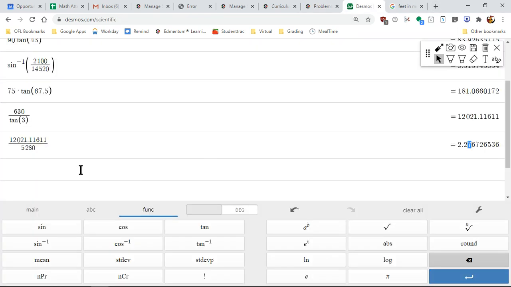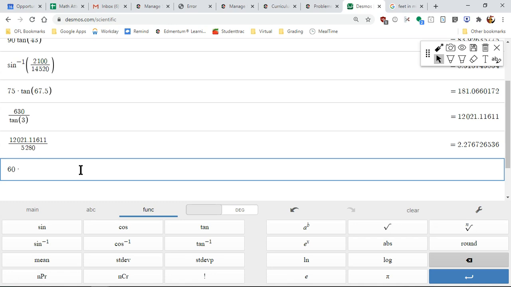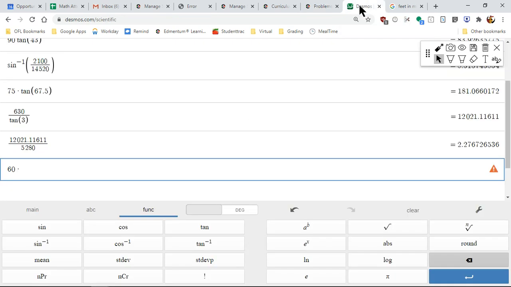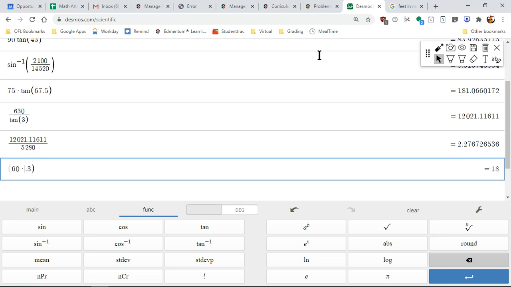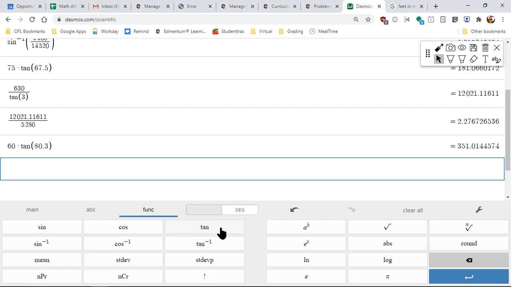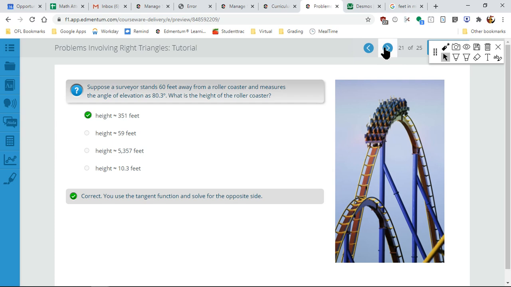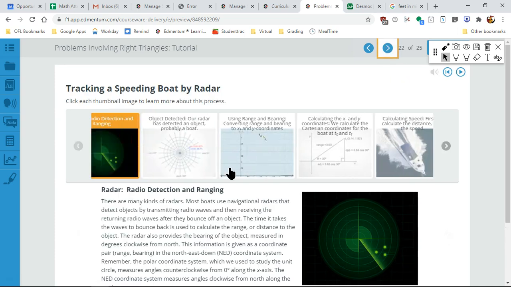So what we're going to type into our little decimals calculator here is 60 times tangent of 80.3. I don't think that's the right tangent. I forget, you have to type it in. And we get, so that roller coaster is pretty tall. It's 351 feet tall. Whoa. Is it? I don't even know.